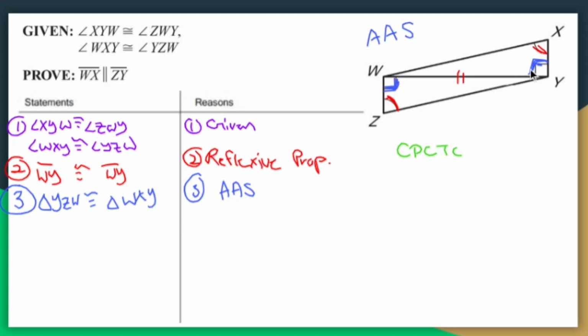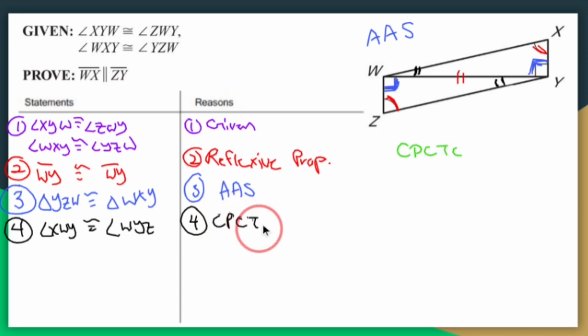Now, the purpose of me showing that these two triangles are congruent is now I can say that these two angles are congruent. These two angles are congruent. So I can say the angle XWY is congruent to angle WYZ. And the reason for that is now that these are congruent triangles, corresponding parts of congruent triangles are congruent. Okay. Step five.